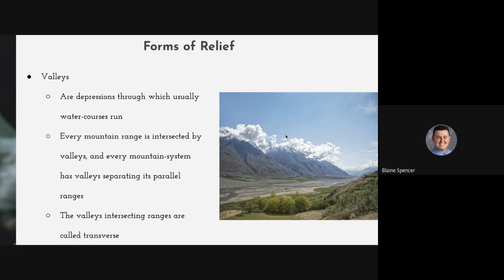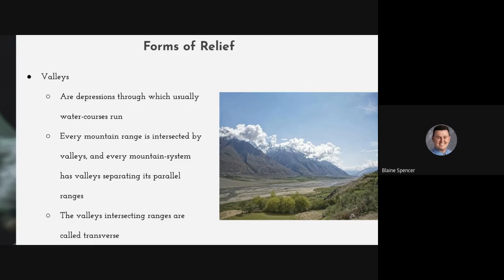Okay, when it rains up on top of a mountain, where's it going to go? It's going to run down the mountain. Duh. It's not going to stay up there. It's going to naturally flow downward. It's going to go down to the bottom of that valley. Okay, so we see that every mountain range is going to be intersected by a valley or multiple valleys.